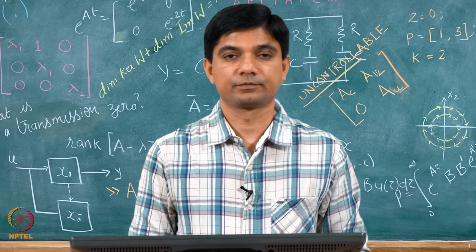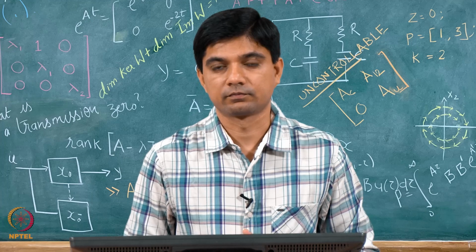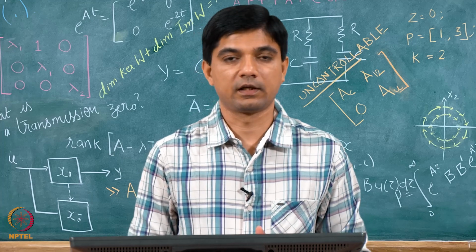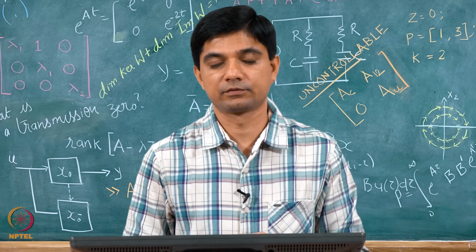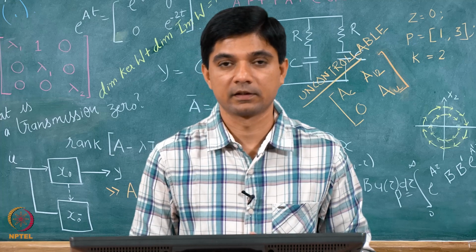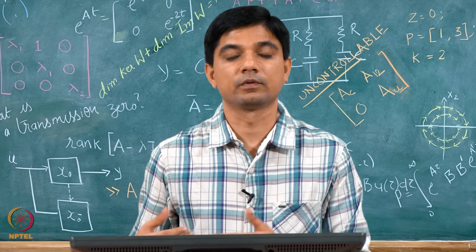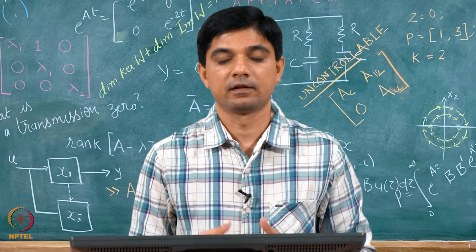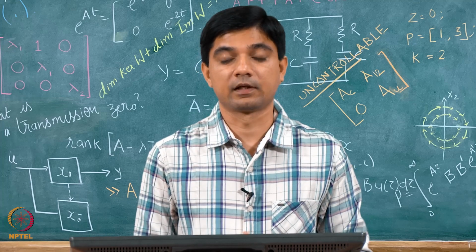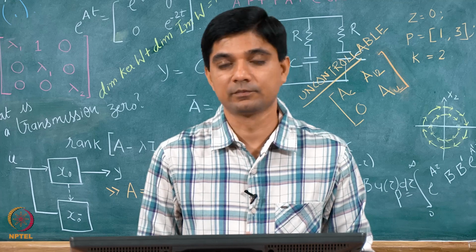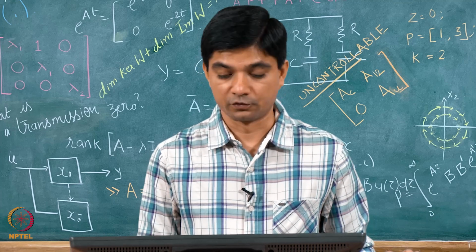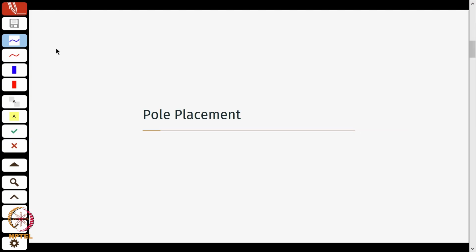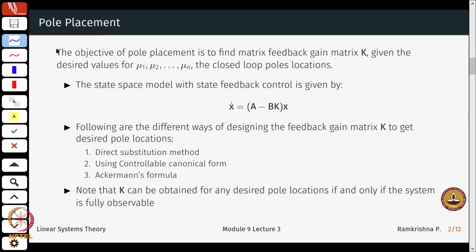Hi everyone. In lecture 3 of week 9, we will look at explicit design methods for arbitrary pole placement. We will also eventually prove that a necessary and sufficient condition for arbitrary pole placement is that the system should be completely controllable. Let's start with one of the very basic methods of pole placement.